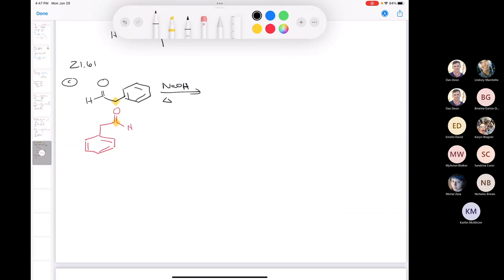Let's practice drawing the product, our aldol condensation, which is going to look like this. So we have the double bond here, the proton here, methylene, and there's our aromatic ring. And just like that, you can draw the product of an aldol condensation very quickly just by redrawing the ketone. And that's all we have to do. Let me try one more here with you.